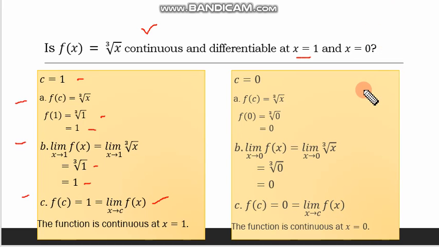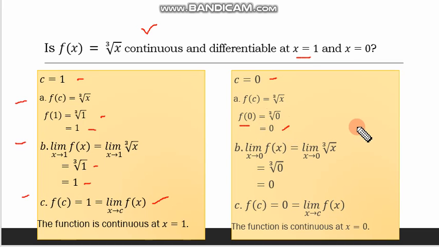Next is at x equal to 0. So our c here is equal to 0. Let's start with f of c. So f of c is f of 0, so it becomes the cube root of 0, which is equal to 0. So f of c is equal to 0.